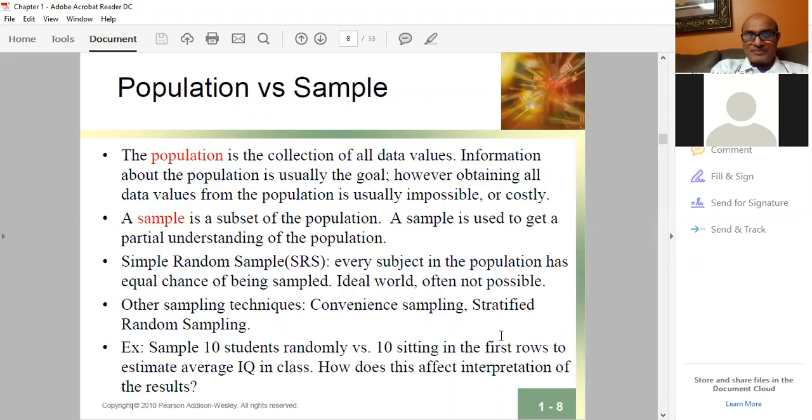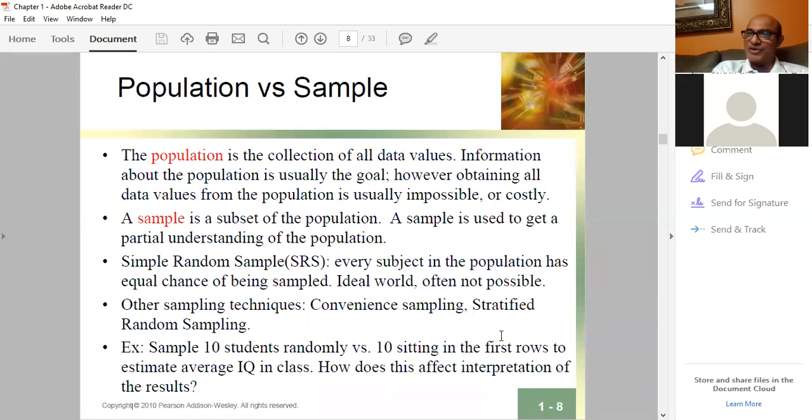Population versus sample. If you remember, please try to pick up my words, guys. Initially, I told you that samples are a subset of the population. I would like to explain all these things in detail, giving you some practical examples. First of all, let's go through the definition, and then I will give you the example. The population is the collection of all data values. Information about the population is usually the goal. However, obtaining all data values from the population is usually impossible.